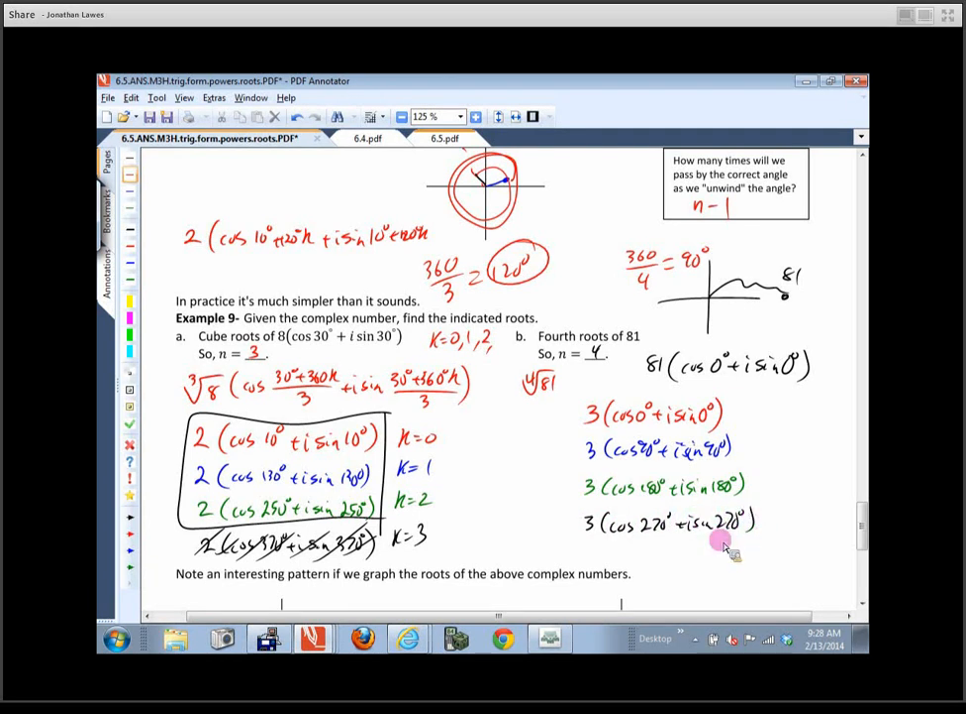And why do I stop there? Why do I not add another 90? That would be 360, and that would be coterminal with this one right here. And I'm finding 4th roots, so those are the 4 answers. Okay, any questions?